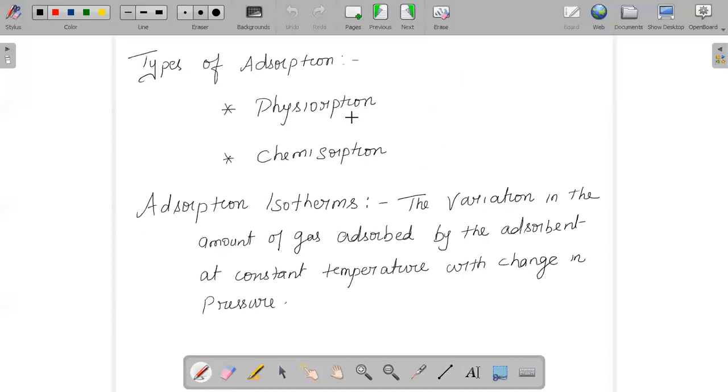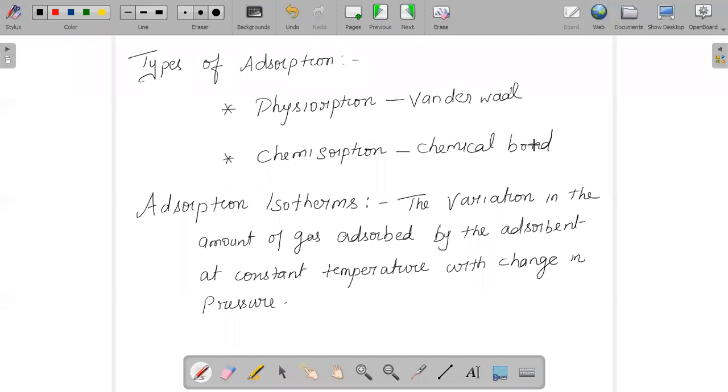There are two different types of adsorption. One is physisorption and the other is chemisorption. Physisorption occurs because of the van der Waals force of attraction. Chemisorption is caused by chemical bond formation.